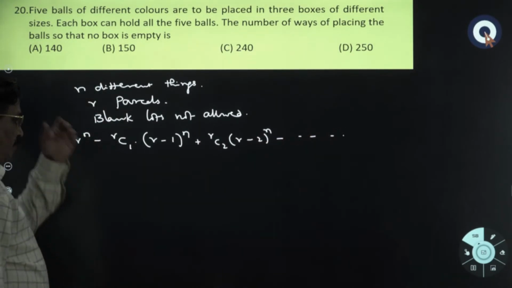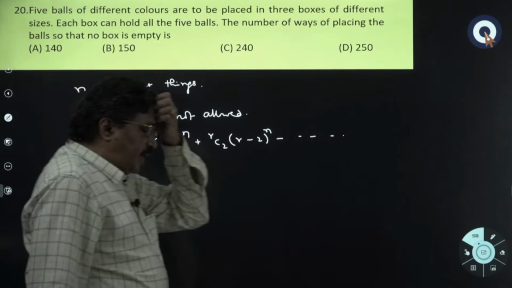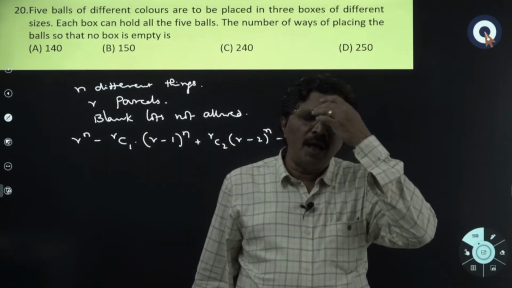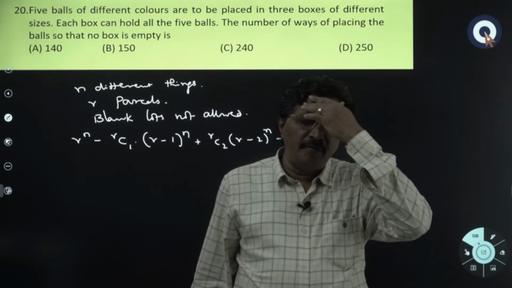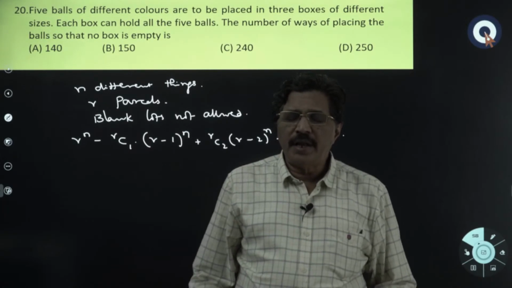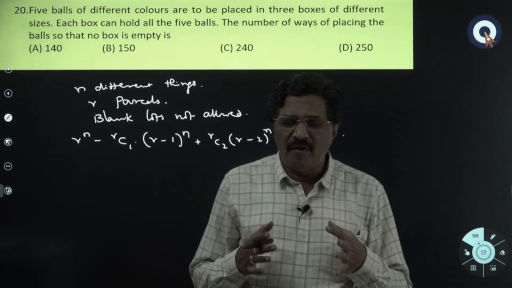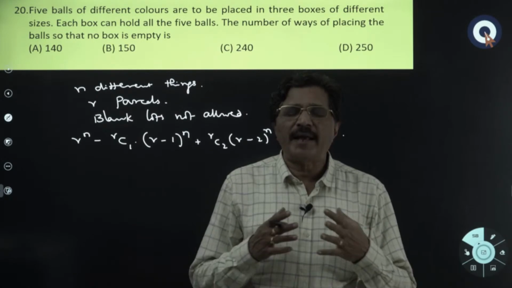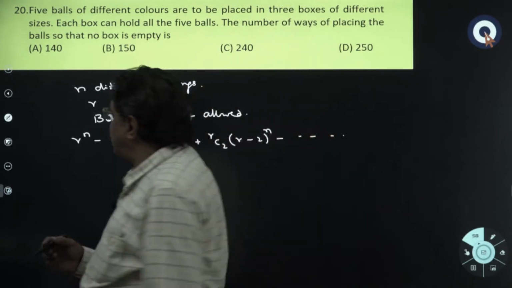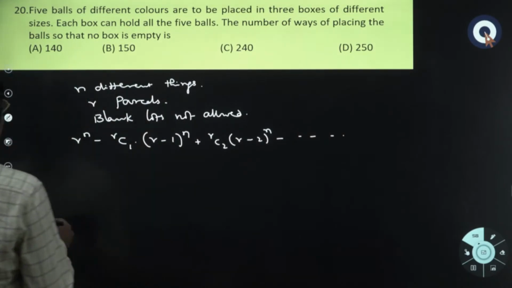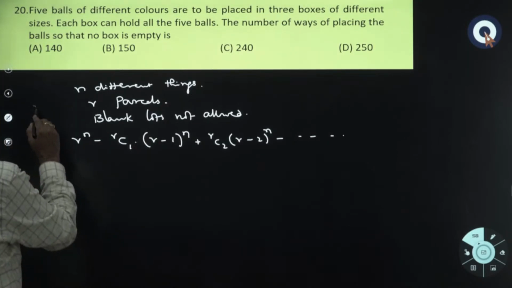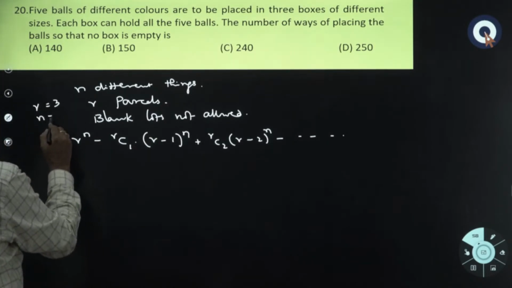This is the formula because the same thing happens in the case of onto functions, surjections also. So, the formula can be remembered if you are asked to find the number of onto functions. These are the number of ways of dividing n different things into r parcels, blank lots not allowed. So, that is no box should be empty. In this problem there are 5 balls placed in 3 different boxes. So, r is equal to 3 and n is equal to 5.